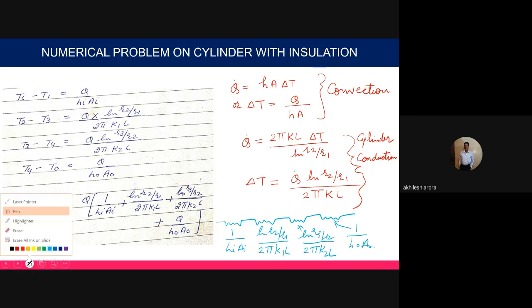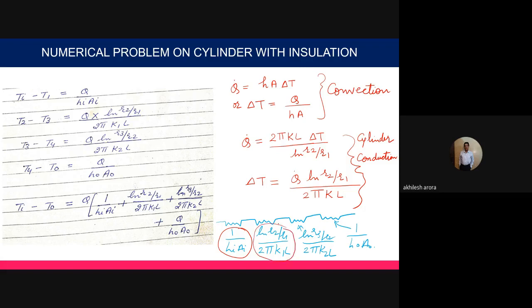And the first resistance is because of the heat transfer from water to the cylinder surface, and it is convection. The second resistance is the conduction resistance in the steel pipeline. Third, it is the insulation resistance, and the outside it is the convection resistance. And the temperature here is, you can say, Ti, here it is T1, here it is T2, here it is T3, and outside it is T naught.